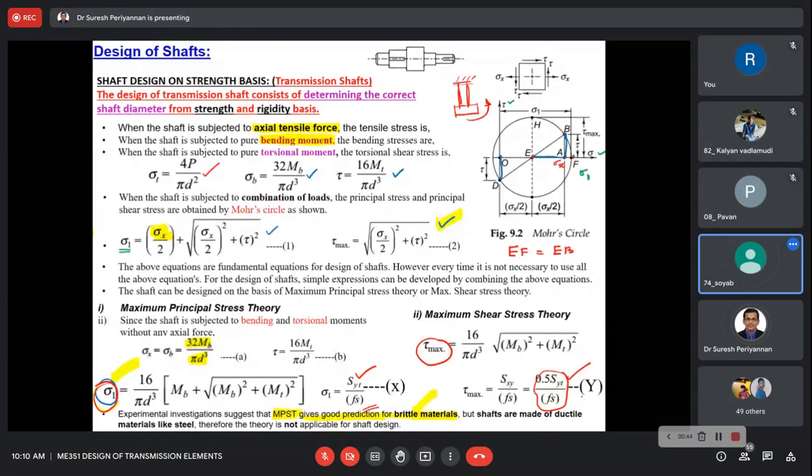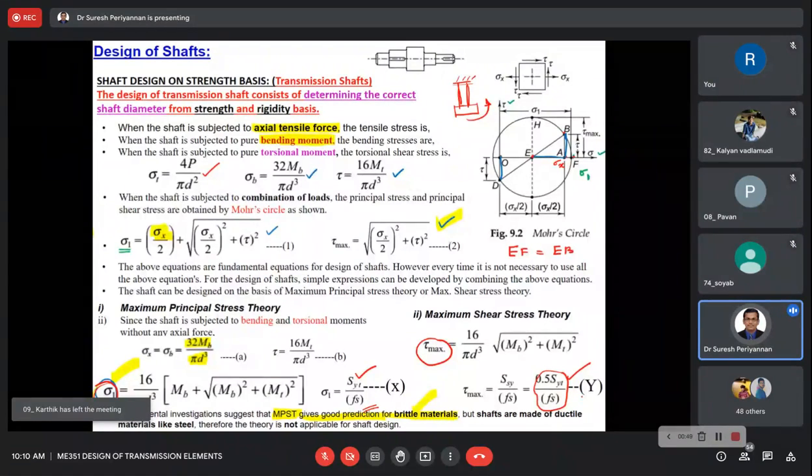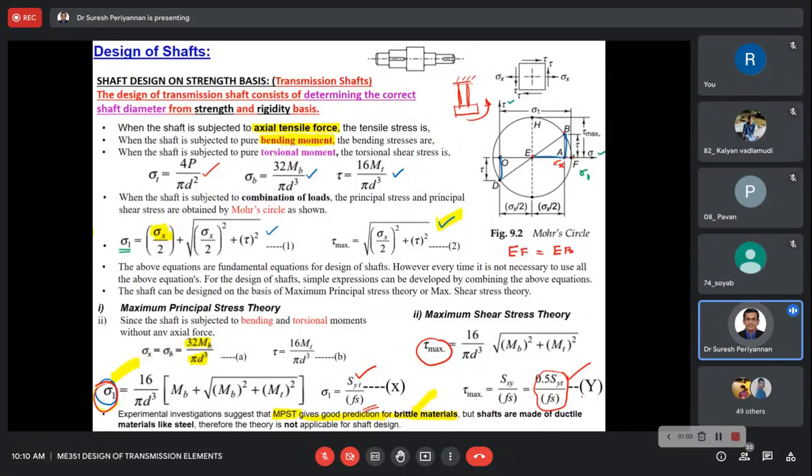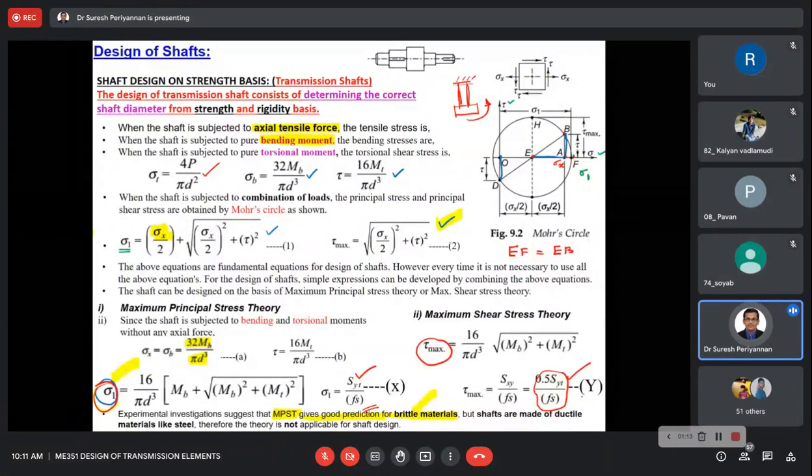Yes, sir. So yesterday we discussed up to this, the shaft design. Just to recap: there are two ways we can design the shaft, strength basis and torsional rigidity basis. Also, another one is the ASME code concept. Yesterday we discussed strength basis.